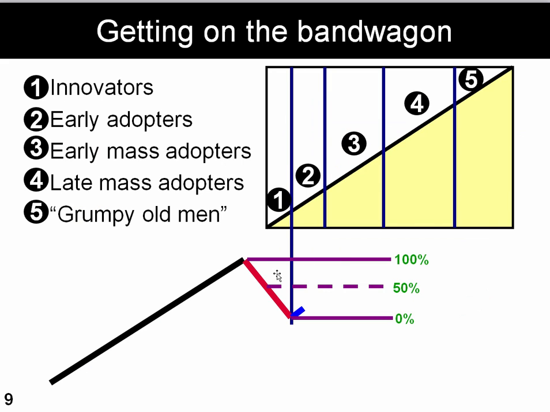I typically think of where I am buying inside the life cycle of the expected move by using the idea of the mice and the innovators and the early adopters, the early mass adopters, the late mass adopters, and then the grumpy old men as the phases in which people get on board trends.